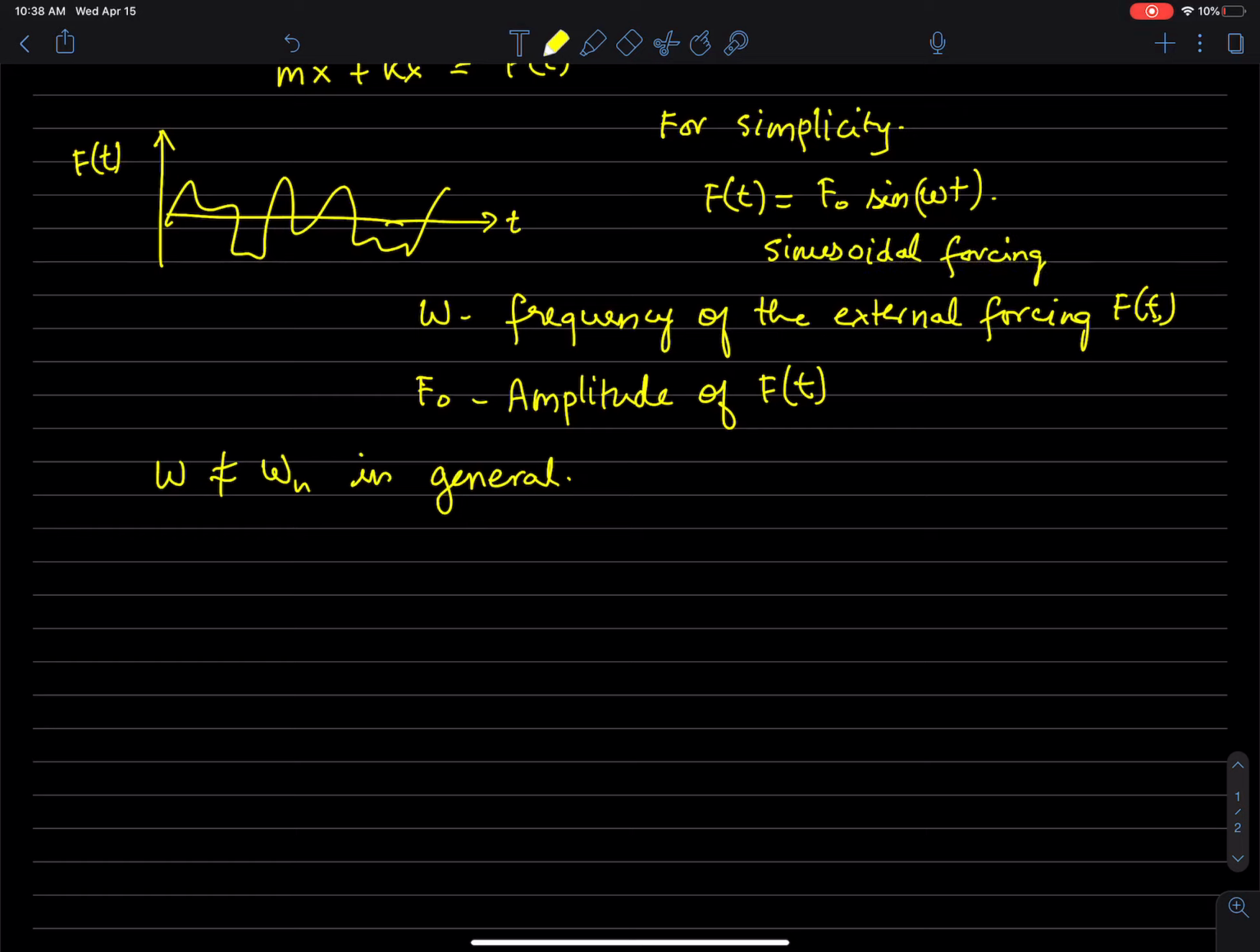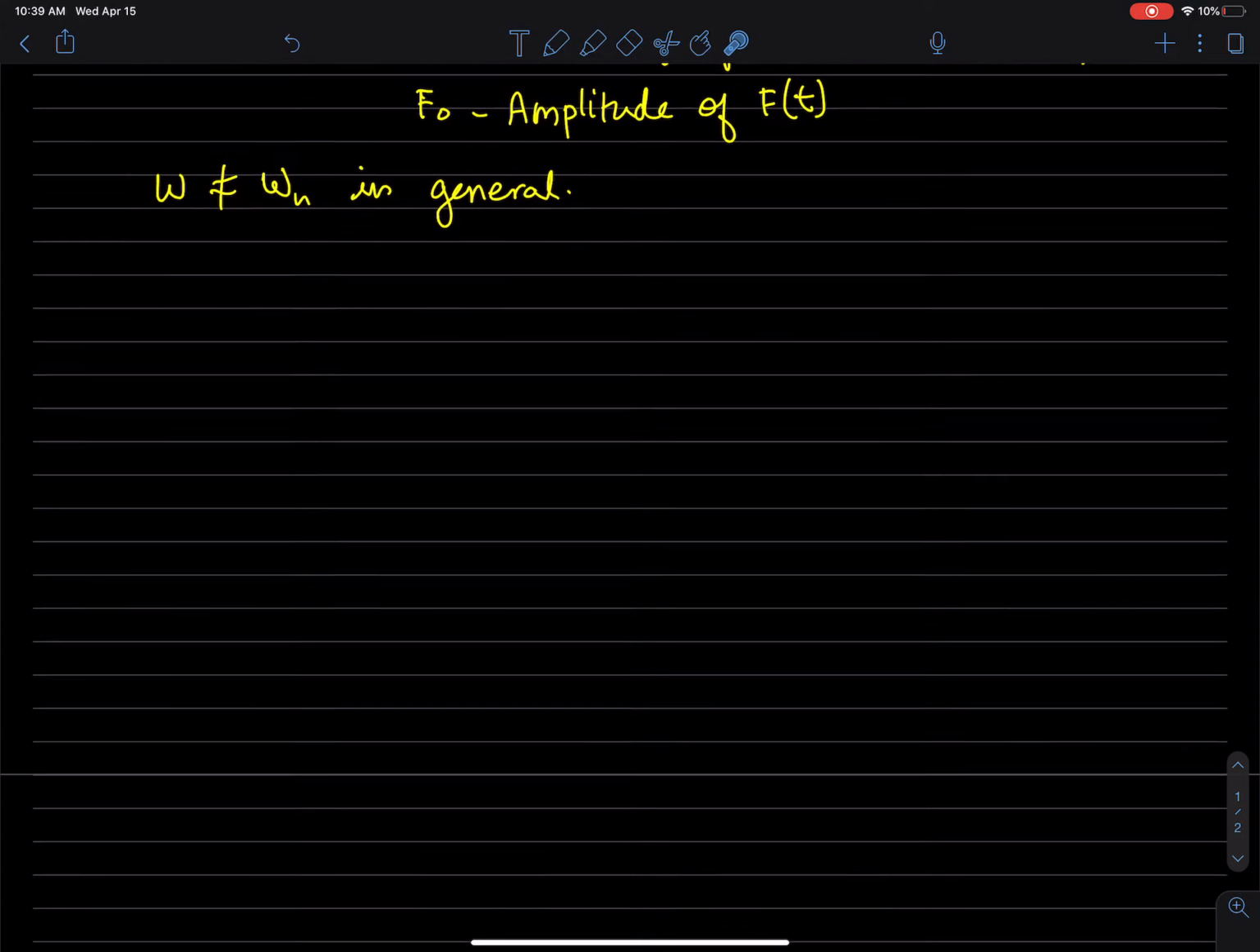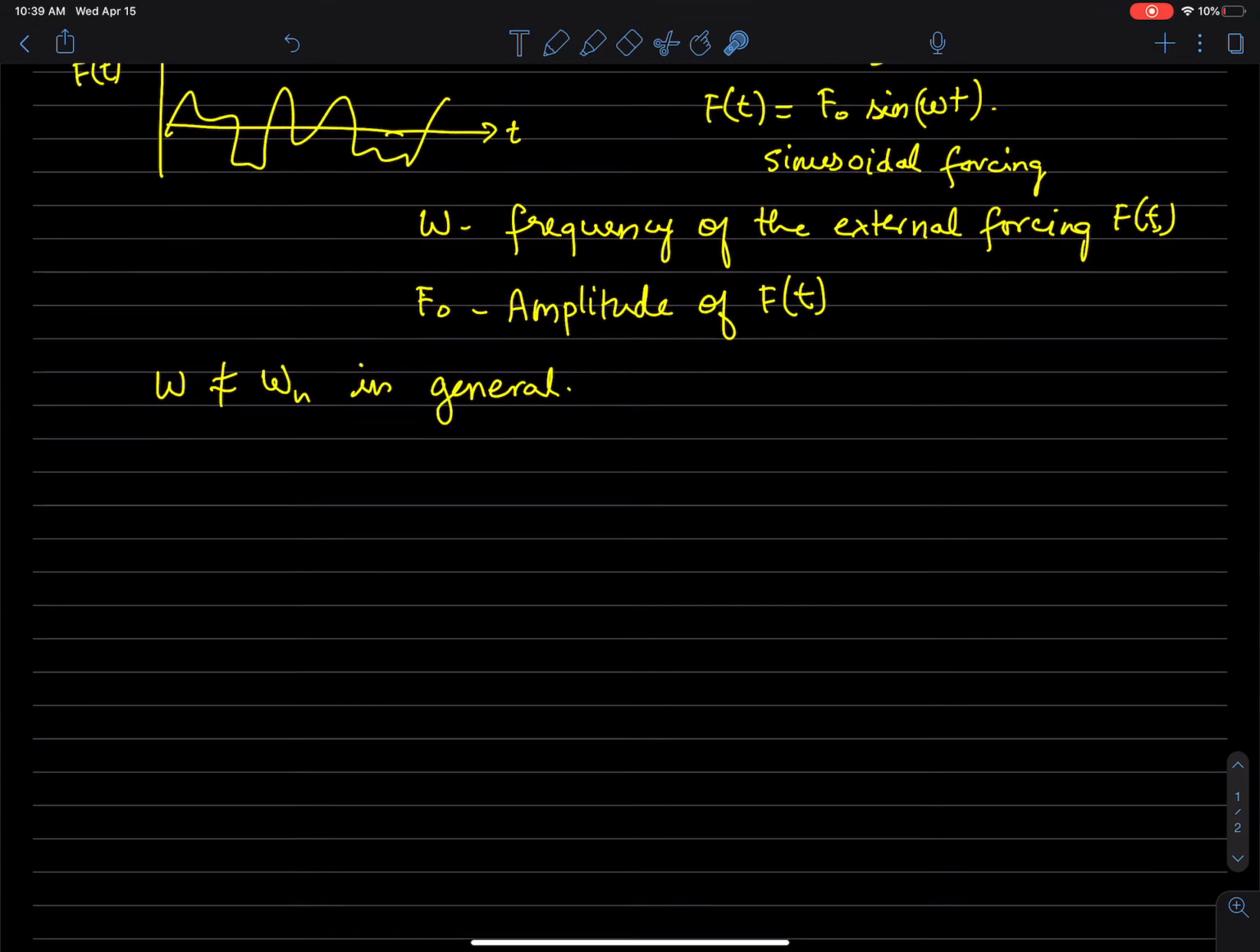And one advantage of considering sinusoidal forcing is that a lot of real life forcing is in fact periodic. Another reason for considering sinusoidal forcing is that you can represent more complex periodic motions or even non-periodic forces in terms of sinusoidal and cosinusoidal forces by using Fourier series. Okay, so that's the rationale for using sinusoidal forcing.